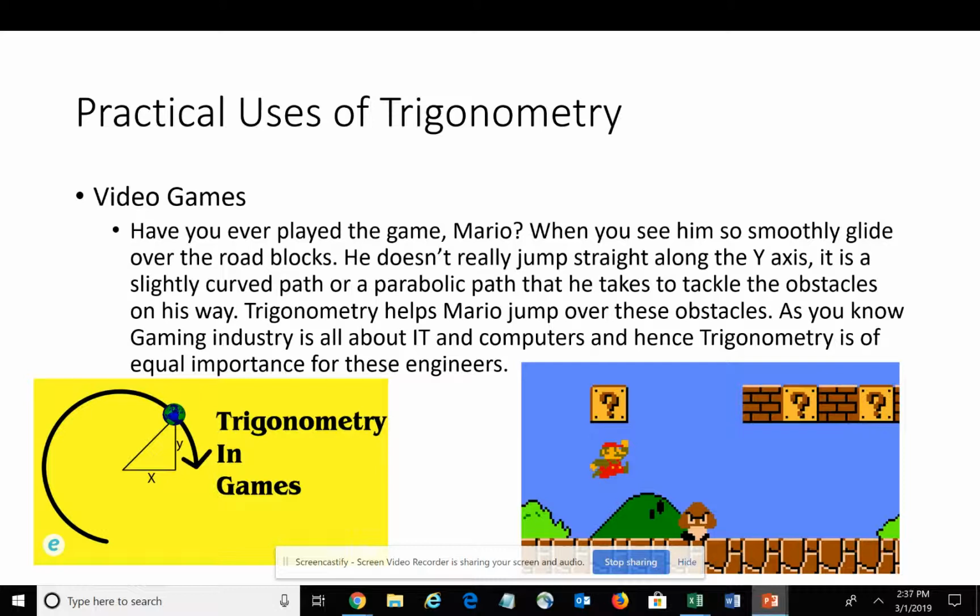In the game Mario Brothers, when you see Mario trying to jump over a roadblock, he's not really jumping straight up and then moving forward at an angle, but it's more of a slightly curved path. And trigonometry helps the programmer know how to make Mario move in order to successfully jump over that particular roadblock. So you even need that for video game programming or development.